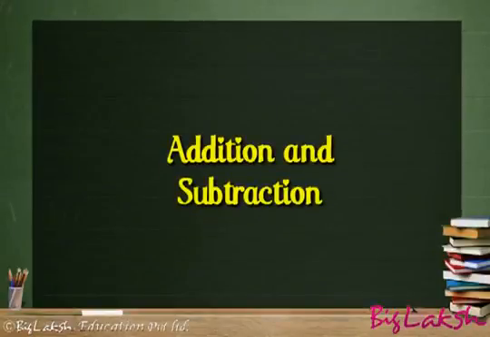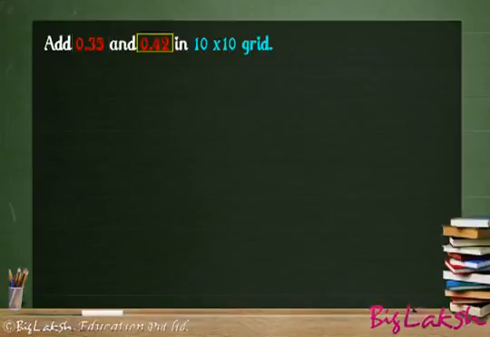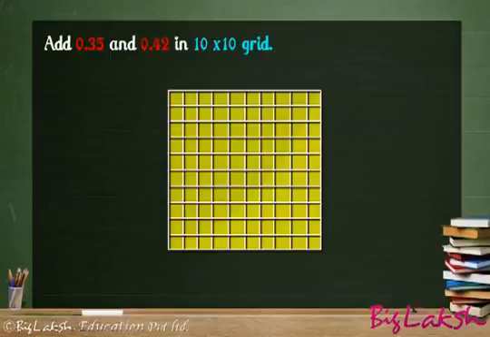In this module, we will discuss the addition and subtraction of decimal numbers. We will add 0.35 and 0.42. Let us see this expression in a 10 by 10 grid.